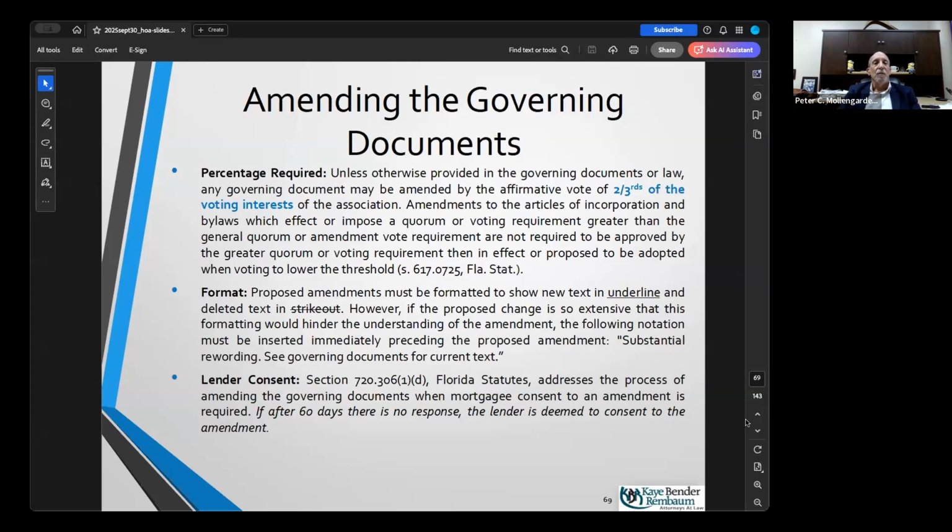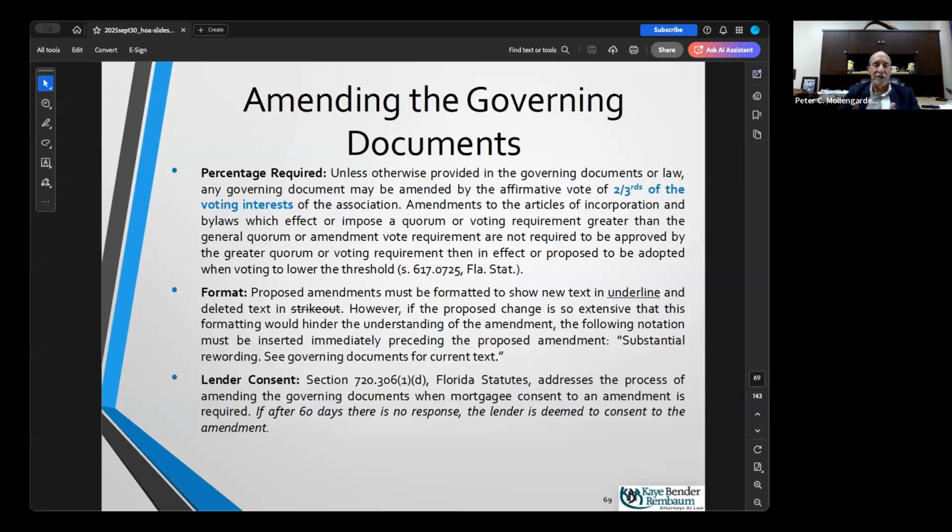All right. Proposed amendments must be formatted to show new text underlined and deleted text in strikeout. So basically, you have to show the section being amended with new language underlined and language being deleted shown as stricken through. However, if the proposed change is so extensive that that kind of formatting will make it confusing or hinder the understanding of the amendment, then you can have the following notation immediately before the proposed amendment: substantial rewording, see governing document for current text.